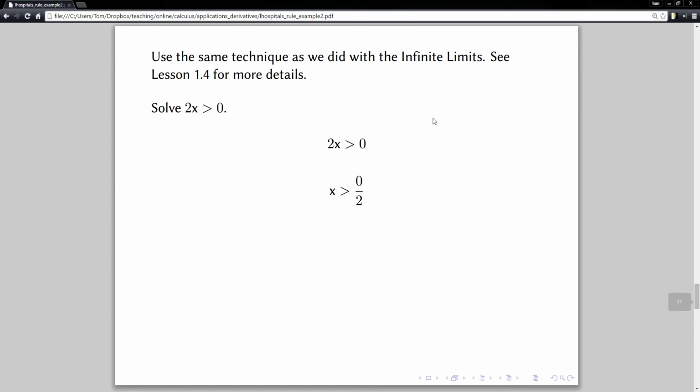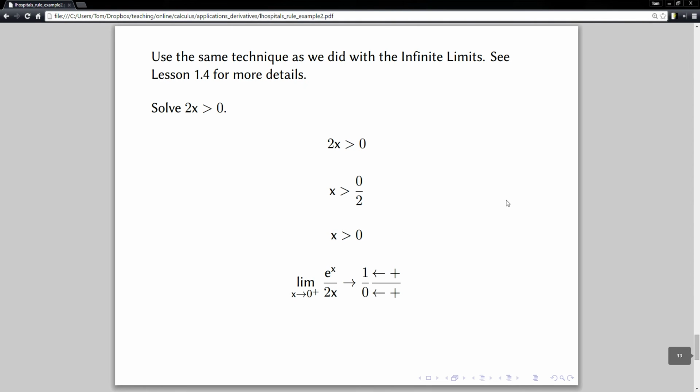We just want to solve this inequality, so we would just divide both sides by 2, and we would get that x is greater than 0, which makes sense. If you plug a positive number in for x into 2x, the result's going to be positive. And if you plug a negative number in for x into 2x, you're going to get a negative number. The situation was actually more complicated in the examples that we did from lesson 1.4.